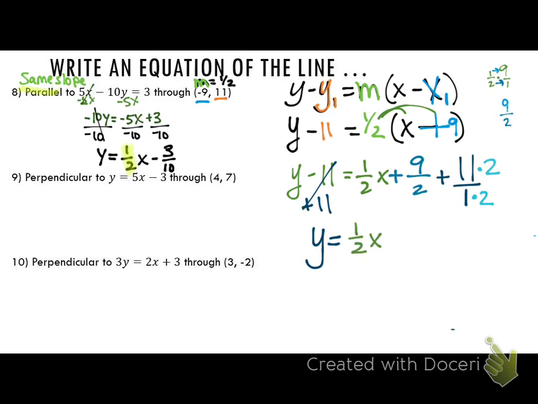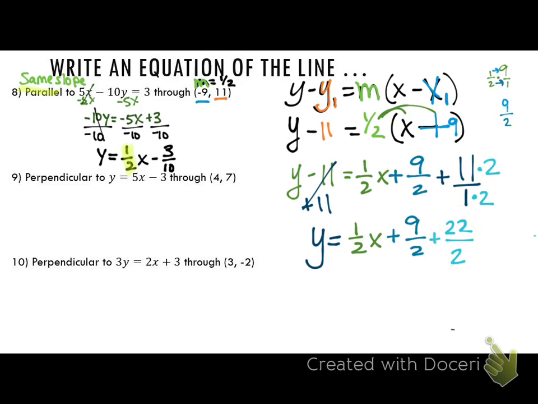Why do we do that, Miss Marshall? I will show you. When we do this, what is 11 times 2? 22. And then 1 times 2 is 2. Did I change the value of the number 11? What is 22 divided by 2? It's 11. So all I did was make it to where I could actually add them together.